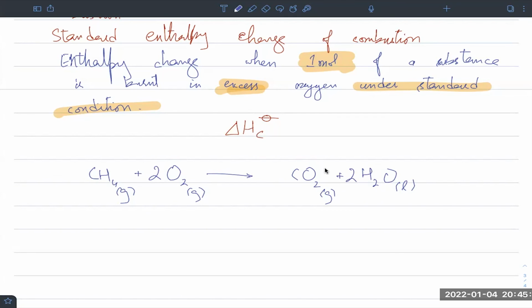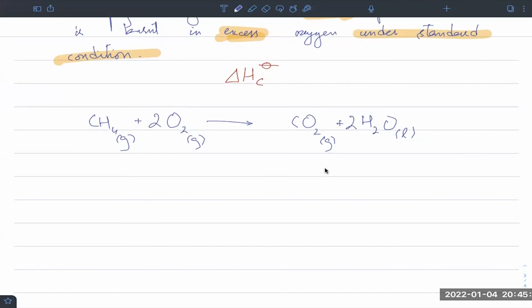Go on, try to burn C4H10. Now write the standard enthalpy change of combustion of these two.